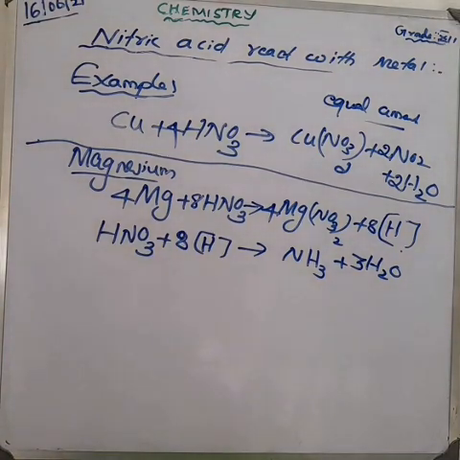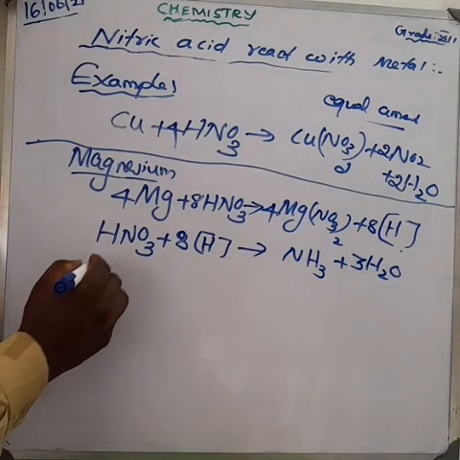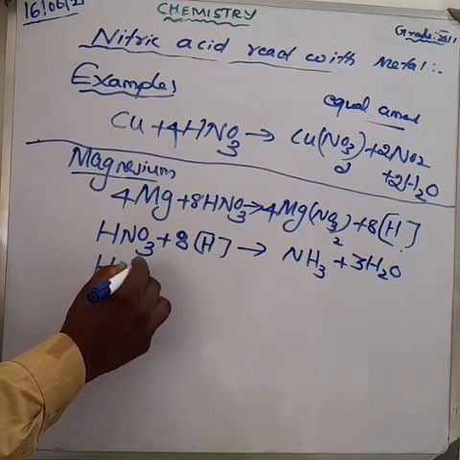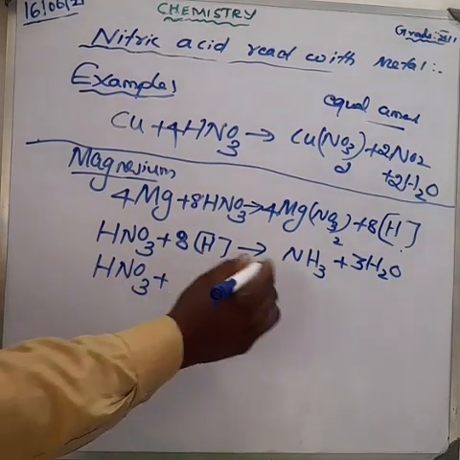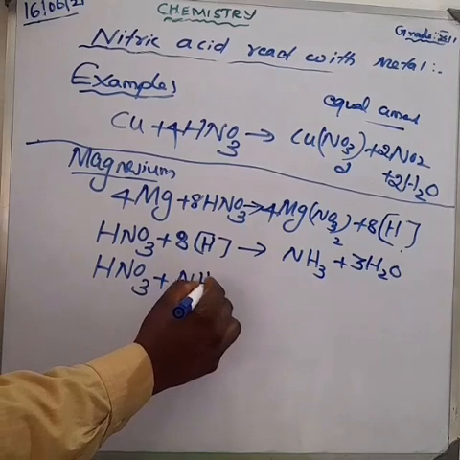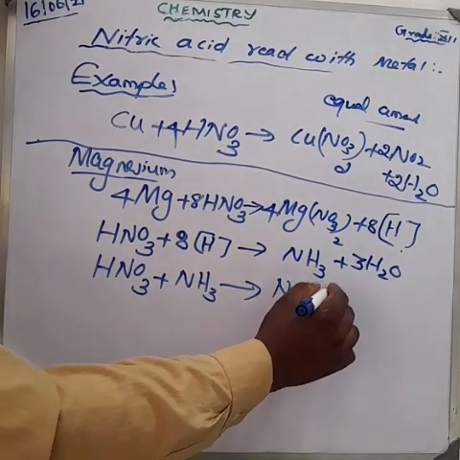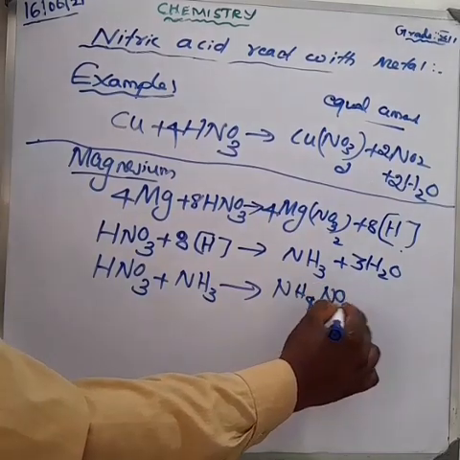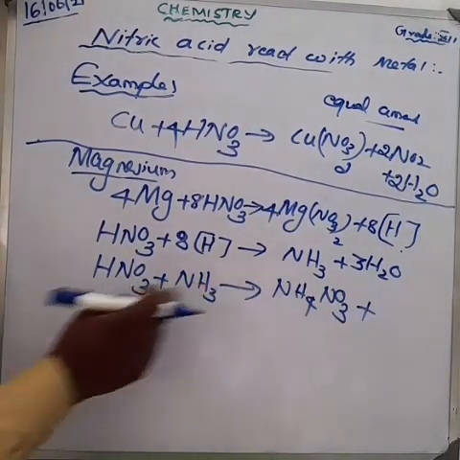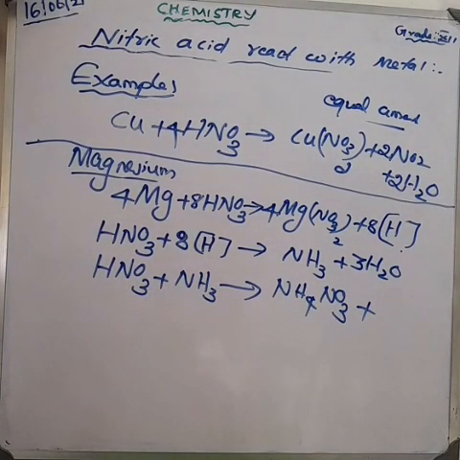Next, the third, tertiary reaction: nitric acid HNO3 reacts with ammonia NH3, we get ammonium nitrate, NH4NO3. NH4NO3. Am I right? So the reaction is, I think, balanced.